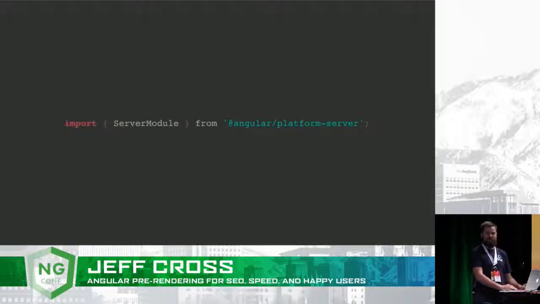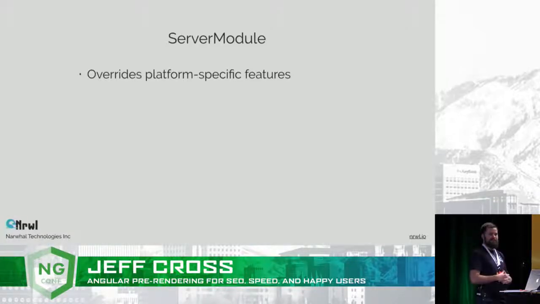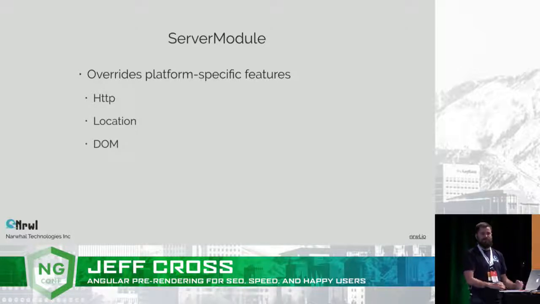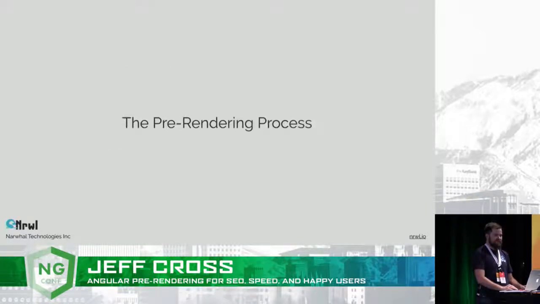Let's talk about the server module and what's special about that and why we need to have that. What this does is override platform-specific features for you so that you can write your application as if you weren't running on the server. There are some things you should do differently and you could do differently to optimize things on the server, but for the most part, you could just bring in server module and things like HTTP requests will work out of the box because they've overridden it with a node-specific HTTP library. Also locations, so you can do routing seamlessly on the server, and also a DOM implementation so it knows how to render your DOM.